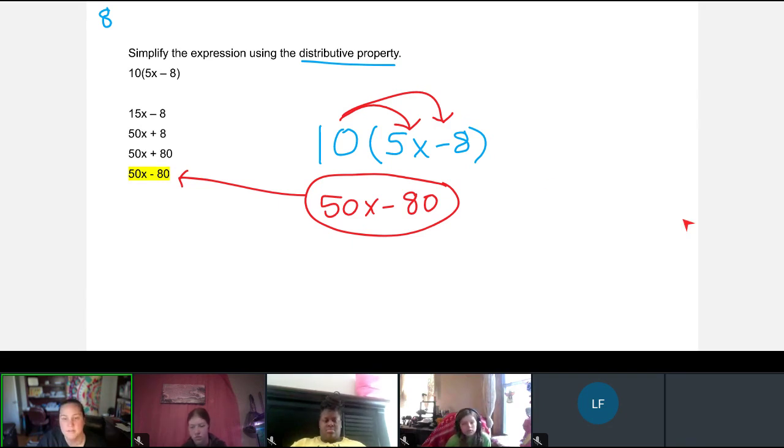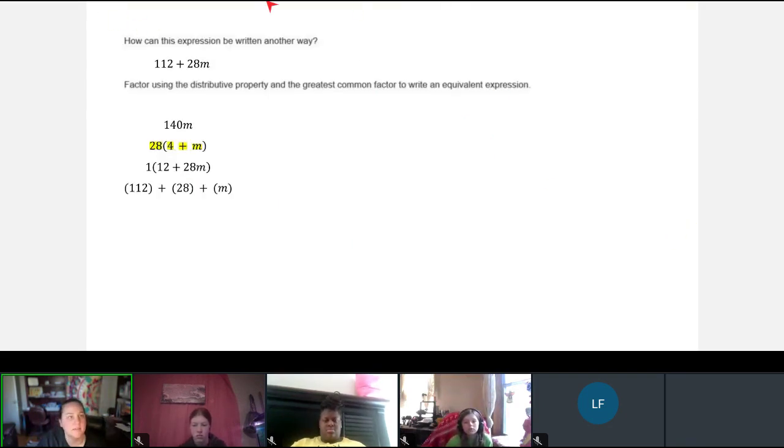No questions. All right. Number 9 looks like this. Let me get my pen back. How can this expression be written another way? We've got 112 plus 28m. It says factor. I'm going to underline the important parts: factor using the distributive property and the greatest common factor. So the distributive property should tell you that what we just did on our last problem is how this one's going to look. So we're going to factor out the greatest common factor.